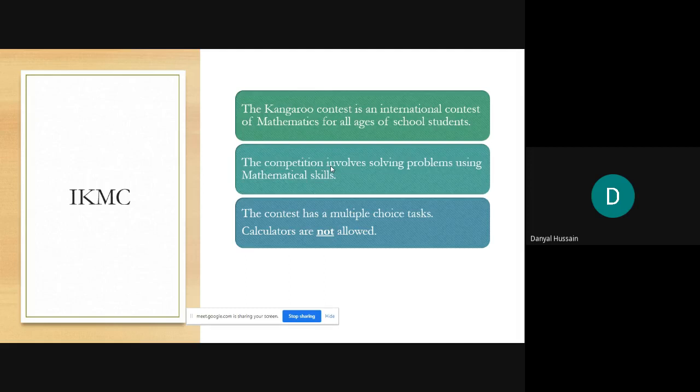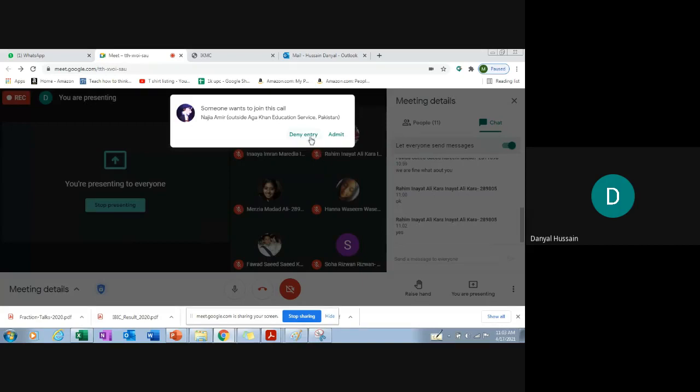And as this is a mathematics contest, the first question that arises in our mind is whether a calculator is allowed or not. So my dear students, calculators are not allowed in this contest, because the questions in this contest are very simple and easy to solve. So there is no need to use a calculator. In this contest, they check our mathematical skills and computational skills. That is why calculators are not allowed.